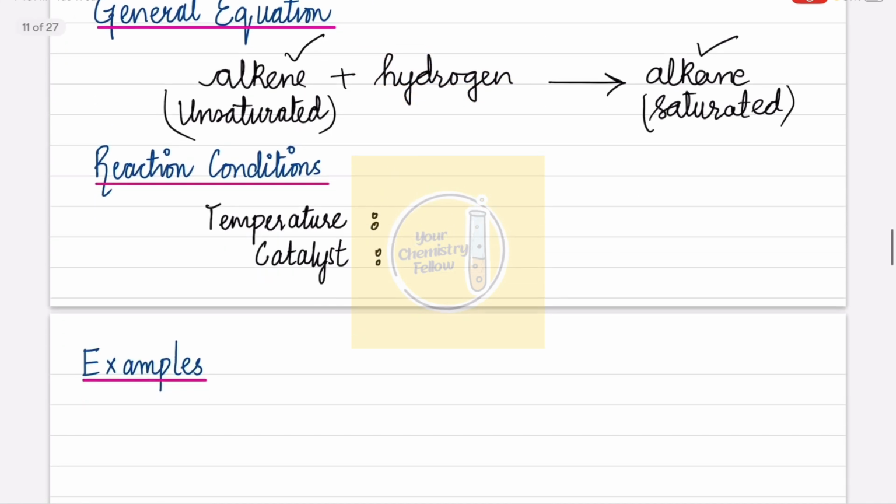Now, what are the reaction conditions? Temperature of 200 degrees Celsius is used here with the presence of nickel as a catalyst. And Ni is the symbol for nickel. Now, let's do some examples. First of all, I will explain the hydrogenation with the help of the displayed formula.